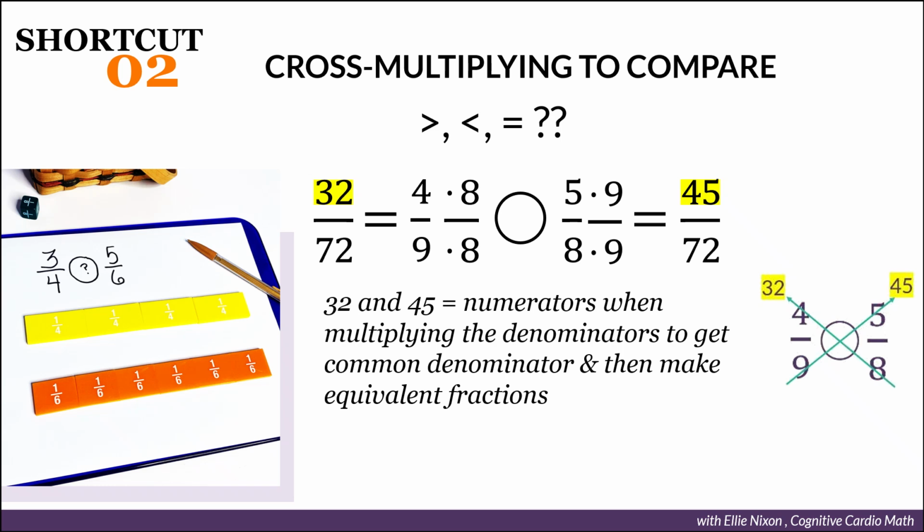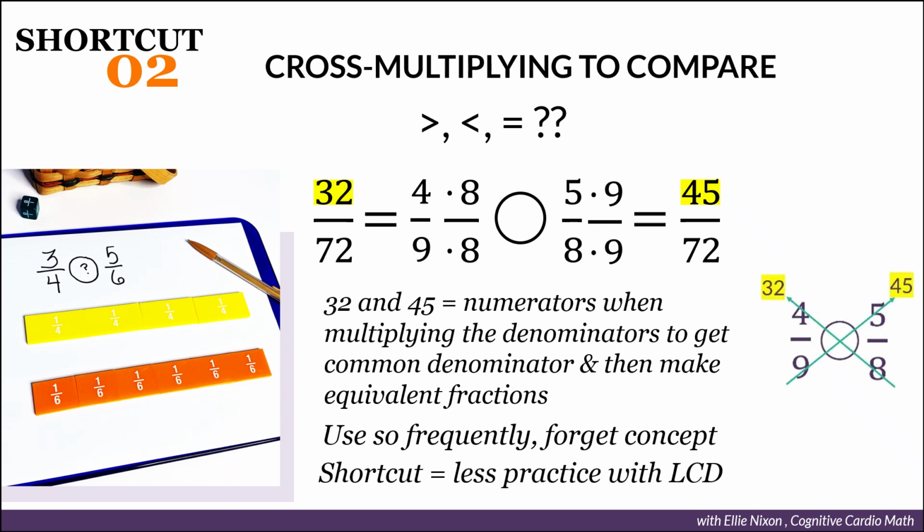it is a problem. Once students really understand the reason behind the shortcut, like if they can talk through this and they can explain why it works, then it might not be too bad to use with smaller numbers. It's my opinion that it's not beneficial because students will use the shortcut so frequently that they will forget the concept behind it. And if they use cross multiplying more than finding the common denominator, then they are not getting practice finding the LCD. And they will need that later on.